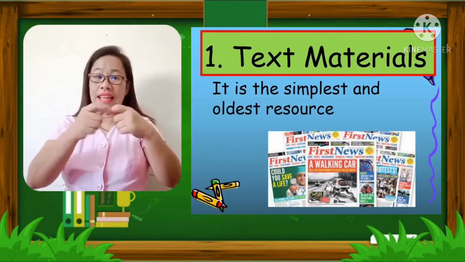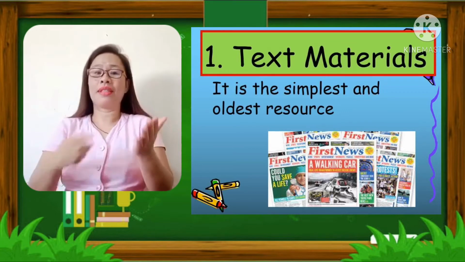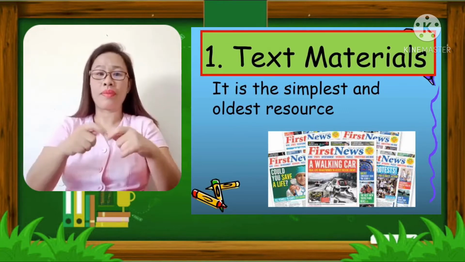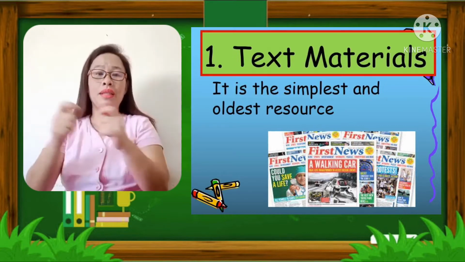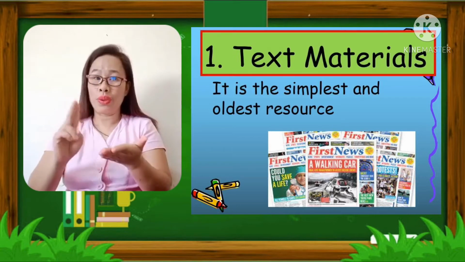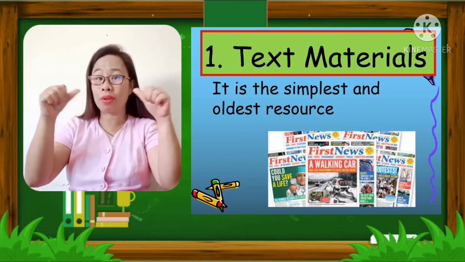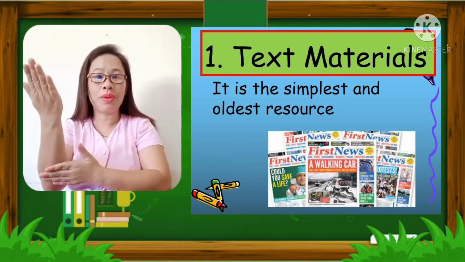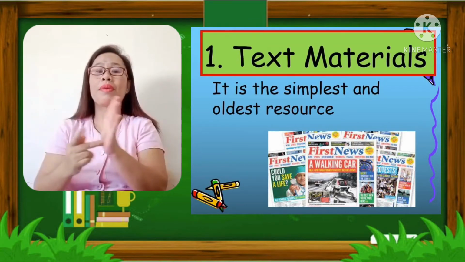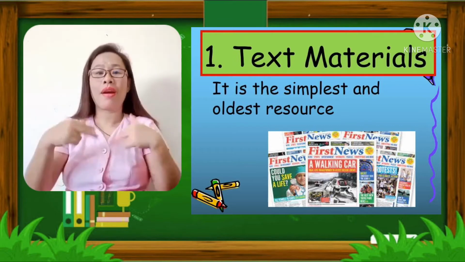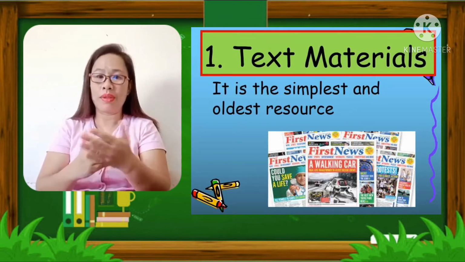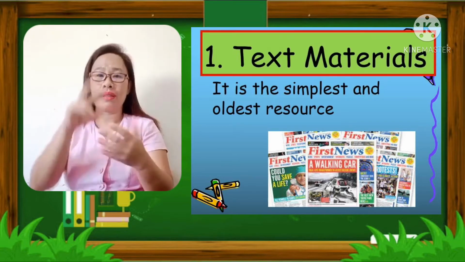First is the text materials. It is the simplest and oldest resource. Text is still the primary way to transmit information. This resource can be used in writing instructions, making announcements, giving information, narrating events, and so on. Simply print your presentation on any paper or have it encoded as a Word document. Just make sure that the output is readable enough by your audience.